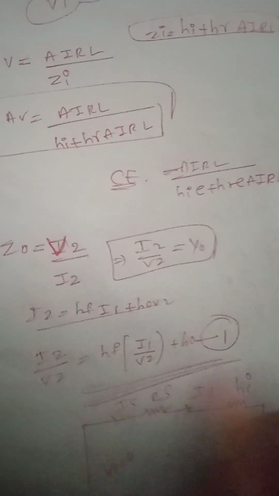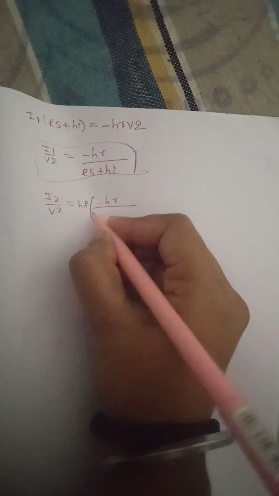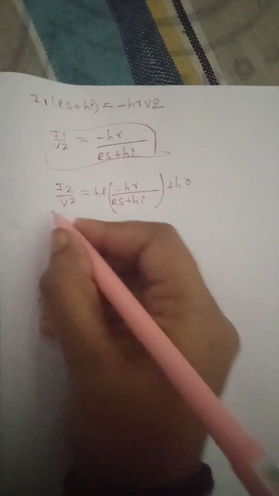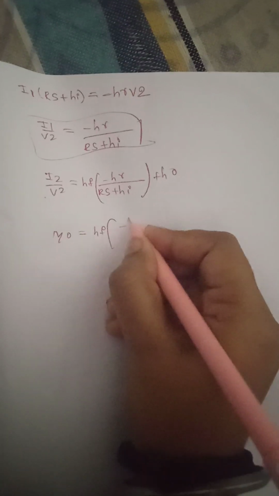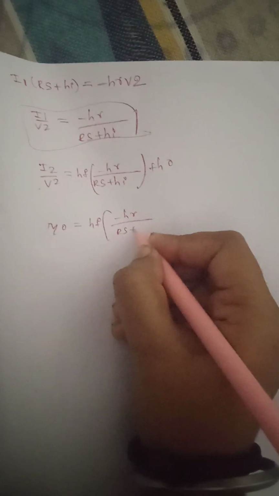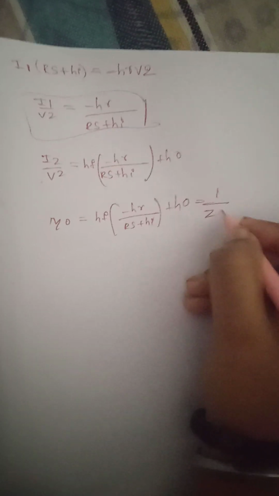Substitute this in the place of here so that we'll get I2 by V2 is equal to HF into minus HR by Rs plus Hi, plus H0. In the place of I2 by V2 you can write Y0, which is HF into minus HR by Rs plus Hi plus H0. This is equal to the reciprocal of output impedance.